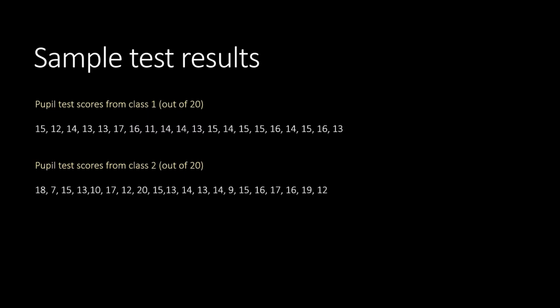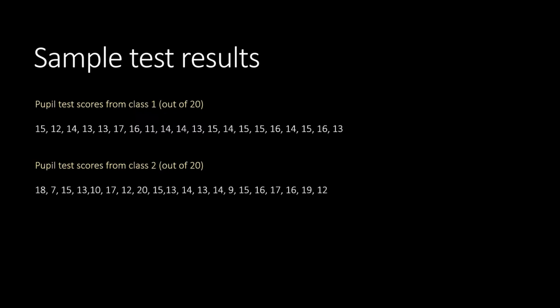Class 1, the marks don't vary an awful lot. The lowest is 12, the highest is 17, and an awful lot have got 14, 15 and 16. So they've done quite well, and they're much the same as each other really within the class.